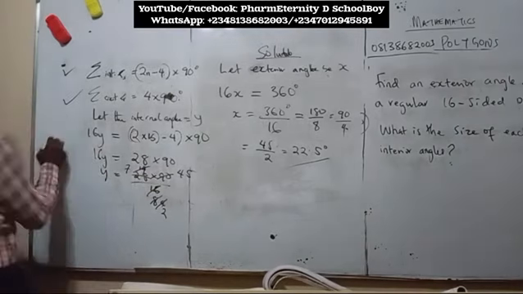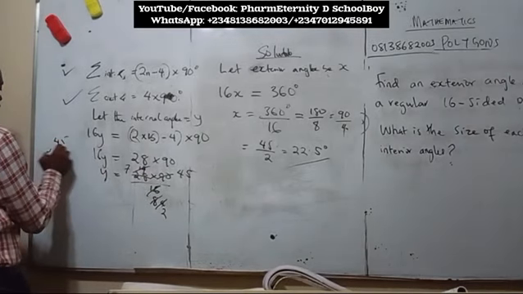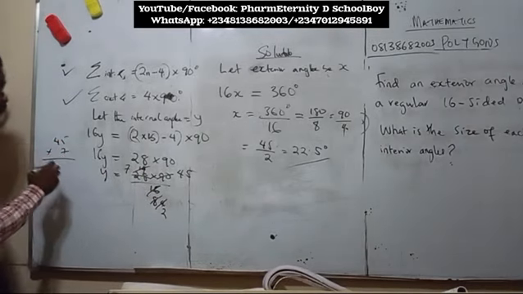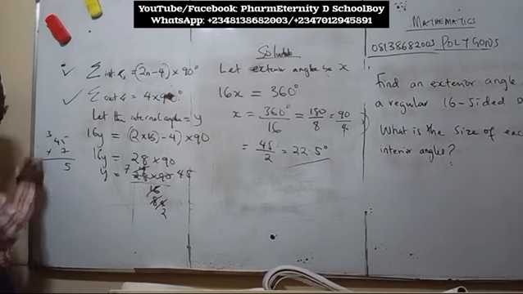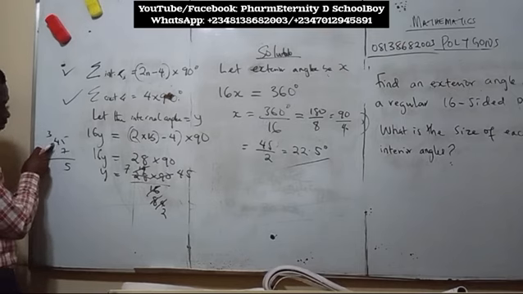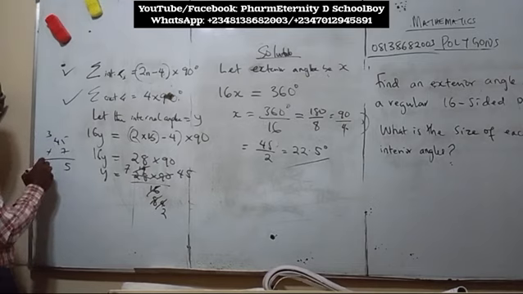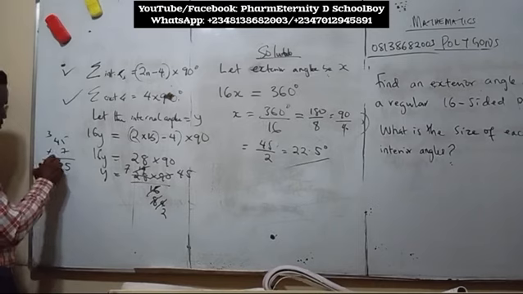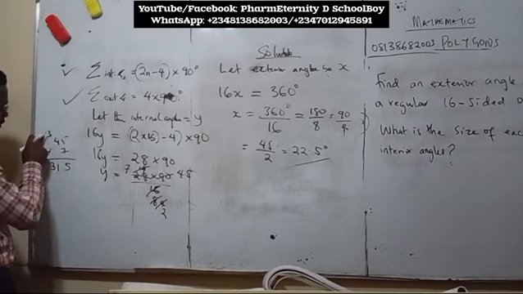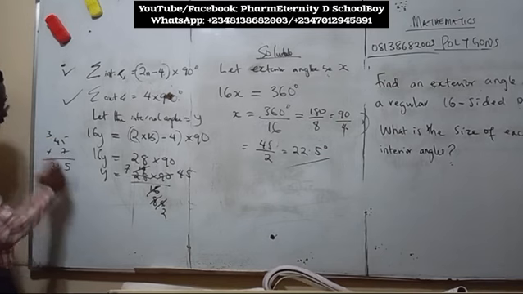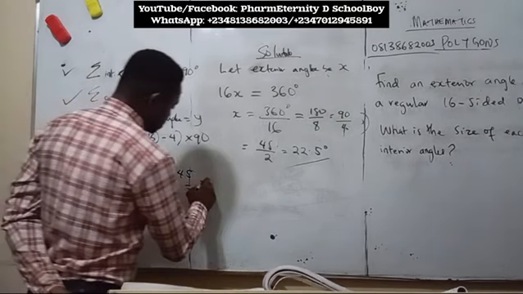If you do 45 times 7, 7 times 5 is what? 35. Put 5, carry 3 over here. 7 times 4 is 28. 28 plus 3 is 31. 7 times 5, 35. 7 times 4, 28. So 315.